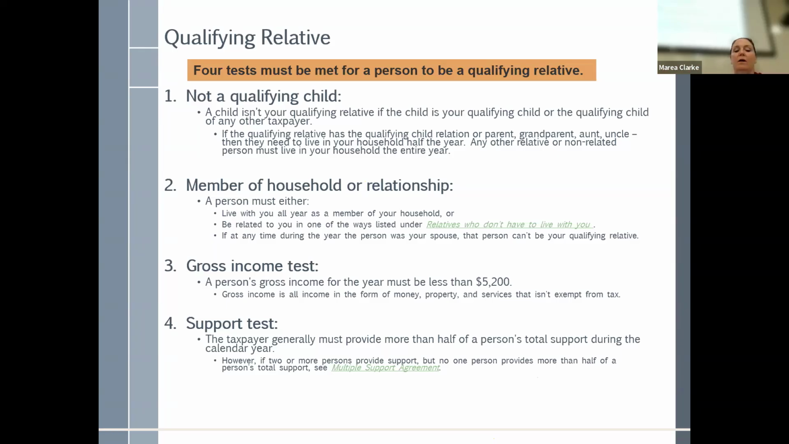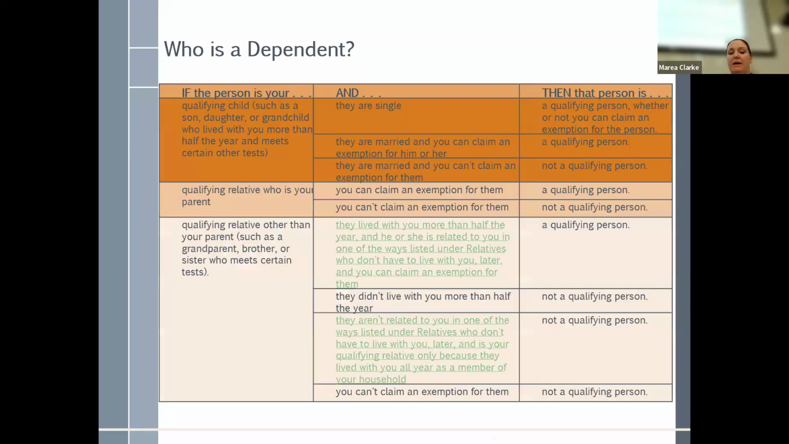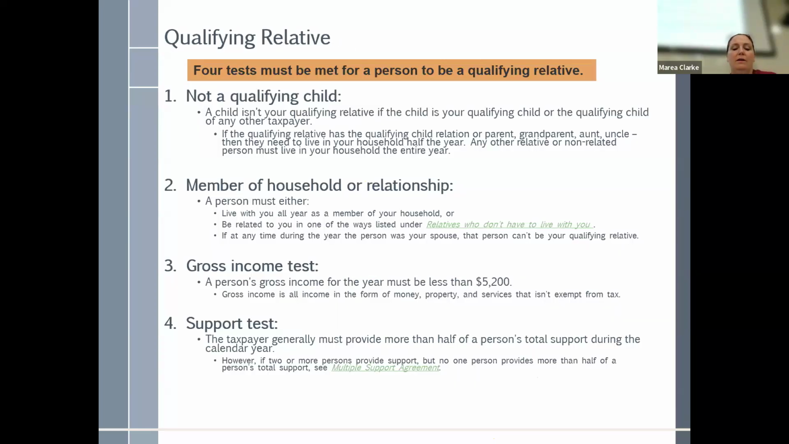The next test is a gross income test. That person's gross income must be less than $5,200 in a year. This again is all money, property, and services that isn't exempt from tax. And then the support test, right? The taxpayer must have provided more than half of that person's support. Then there's another set of rules if there are multiple people providing support, to figure out who it is.